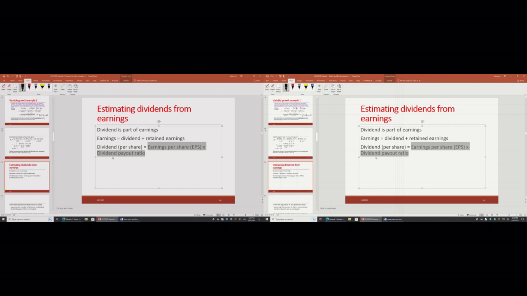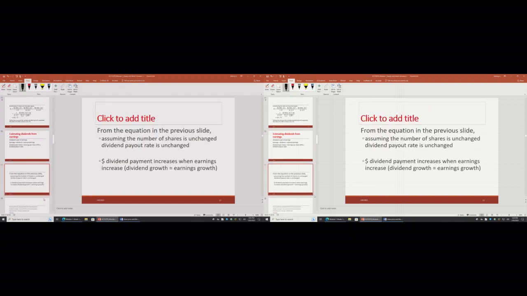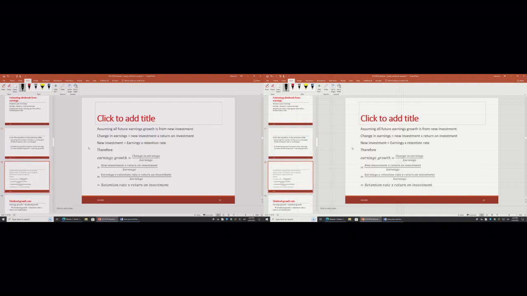If you have less earnings, you will have less dividend. All right? So the change in dividends is 100% from the change in earnings. That means if we are able to estimate the earnings growth, we can use the earnings growth to proxy the dividend growth. Okay? So that's the main idea. So how do we get the earnings growth? So earnings growth is the change in earnings divided by earnings, right?